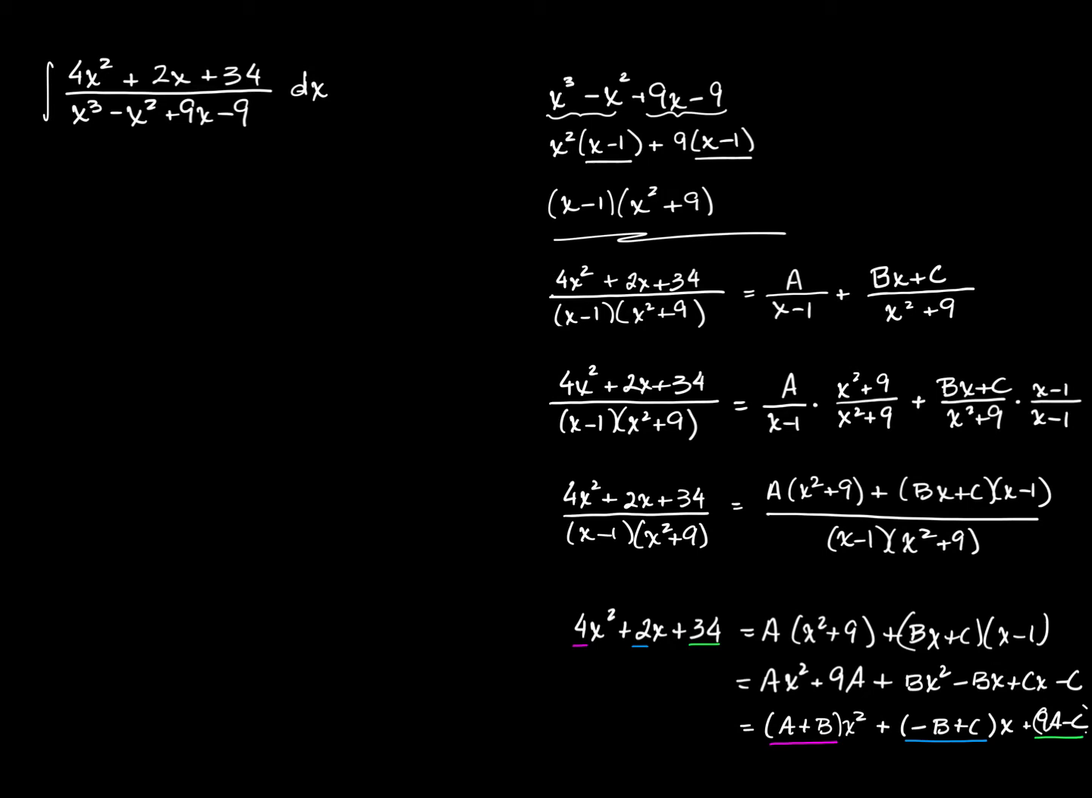And so that gives me a system of equations. I'm going to have to go up here a bit to the left. I think I'll try to leave myself some space. This gives me that a plus b has to equal 4. Negative b plus c has to equal 2. And 9a minus c equals 34. And so this is a system of 3 equations and 3 unknowns.